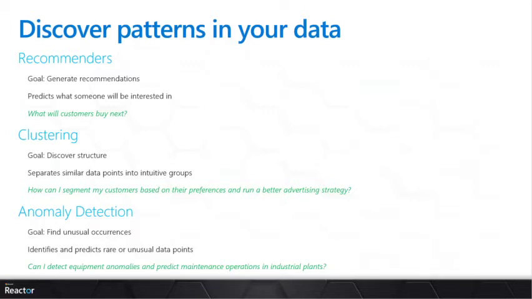What is a normal occurrence? What makes this occurrence rare? And then being able to predict if and when a rare occurrence will happen. An example of this is being able to detect equipment anomalies and predict maintenance operations in industrial plants.